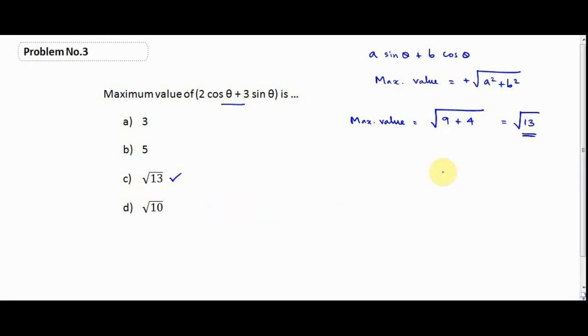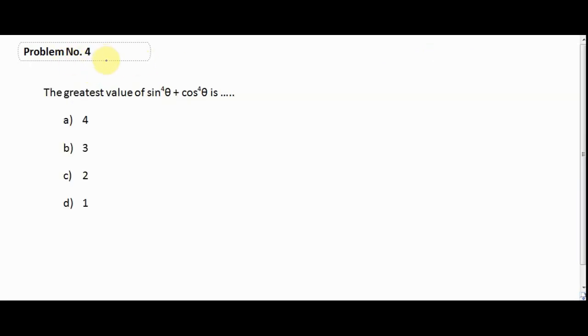Okay, now let's see problem number 4. The greatest value of sine raised to 4 theta plus cos raised to 4 theta is. We are asked to calculate the greatest value of sine raised to 4 theta plus cos raised to 4 theta. Okay, so you may try this by yourself. Please pause the video and try to solve this.